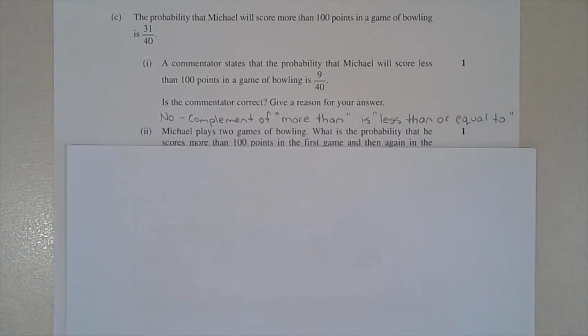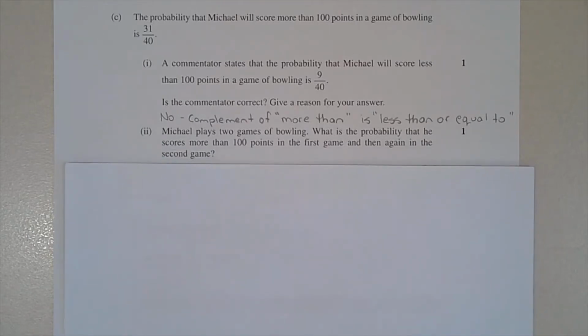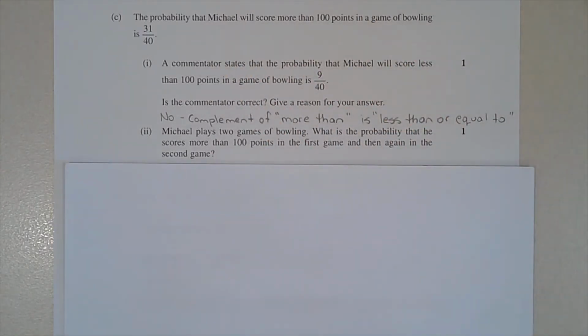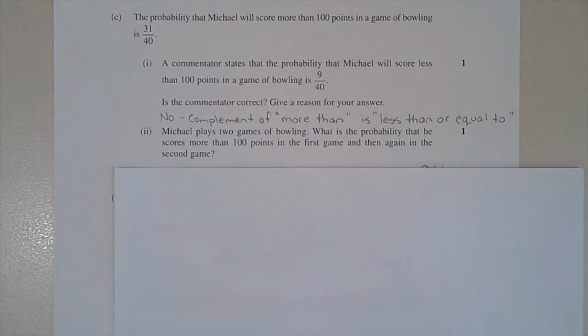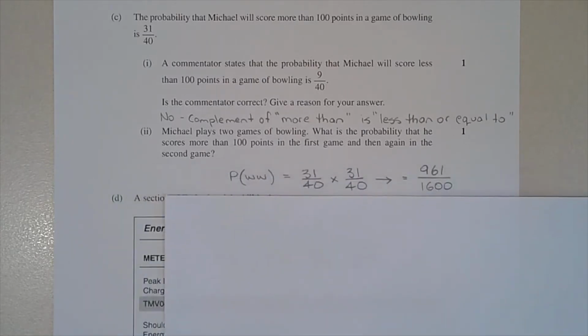Part 2. Michael plays 2 games of bowling. What is the probability that he scores more than 100 points in the first game and then again in the second game? So let's call this the probability of a win-win. So let's say that Michael scoring over 100 points is a win. And they're independent events in that the first game does not affect, or in theory does not affect, Michael's performance in the second game. So we can just multiply the 2 probabilities.